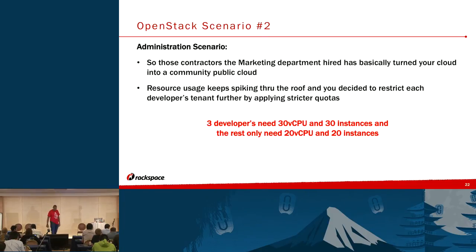The other scenario was, now that the marketing department has gotten their tenants, they've gone in there and lost their minds and started consuming all your resources, right? Because you didn't set the proper quotas for their tenants. So now you need to go back in and adjust their quotas so that they don't keep consuming all your cloud resources. So the next set of playbooks was going to take three of the developers, reset their quota to be 30 vCPU and give them an allowance of 30 instances. And then the rest of them were going to have 20 vCPU and 20 instances, right?